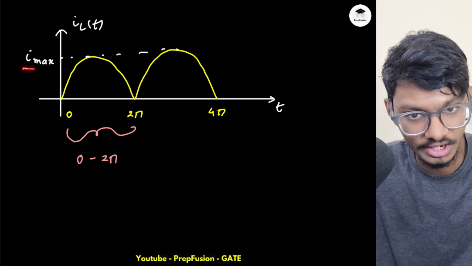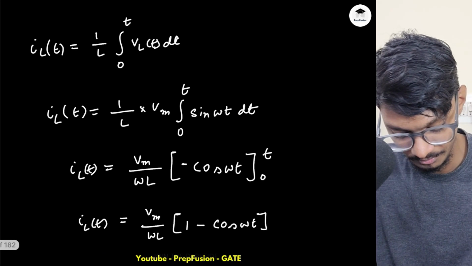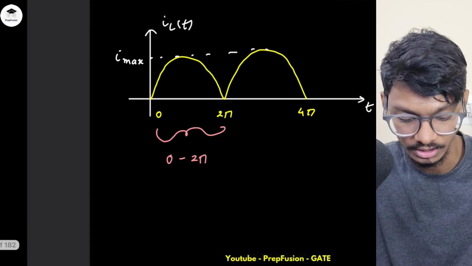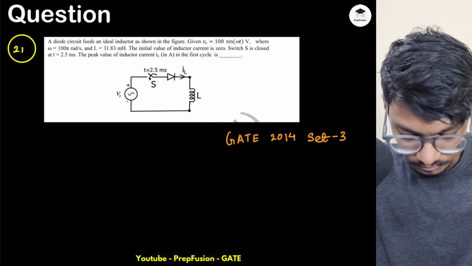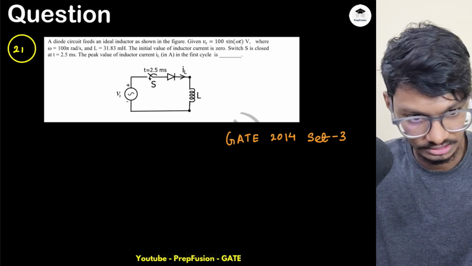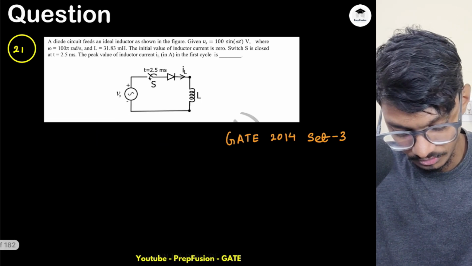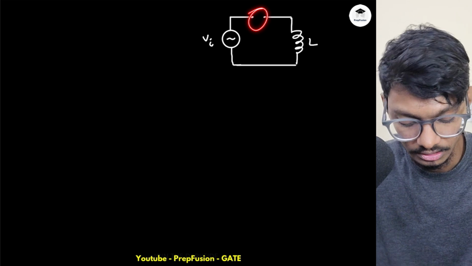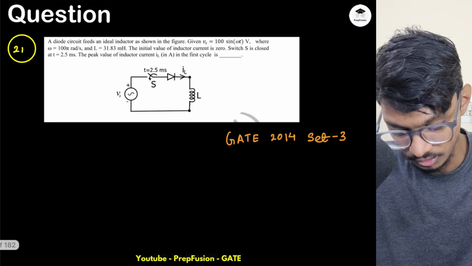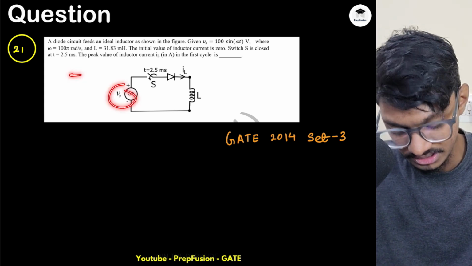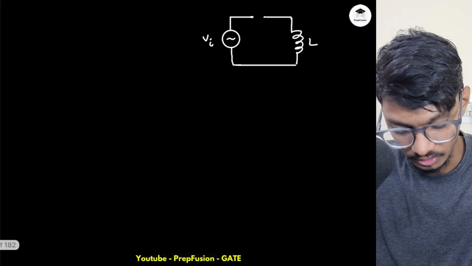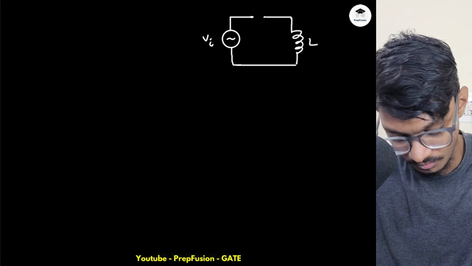Will it be different this time, or will it be the same, like 2 Vm by omega L, or will it be different? For that, we have to find the current expression again. We will use the previous analysis only. Just at t equals 2.5 milliseconds, the voltage here is very high. 2.5 milliseconds means it is pi by 4. So voltage here is 100 by root 2. On this end voltage is 100 by root 2.